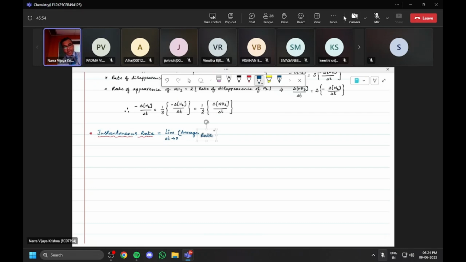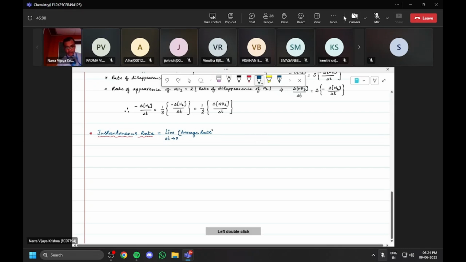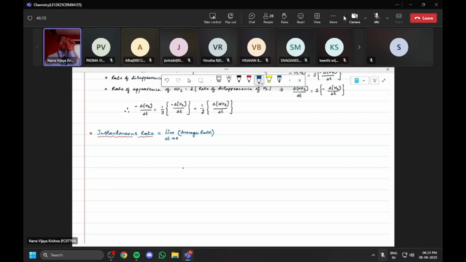So consider average rate only. But in that, what do we have to do? We have to apply one limit. What is it? Change in time is negligible. And when change in time is negligible, at that particular time, what is the rate? It is called instantaneous. Instead of writing this, can I write limit delta t tends to 0, delta c upon delta t.